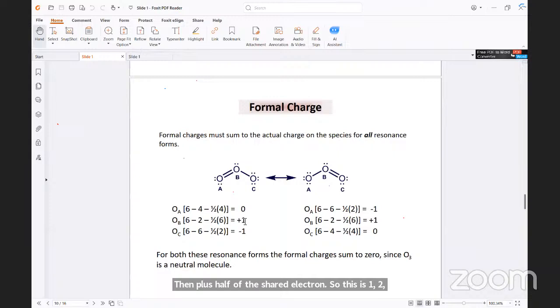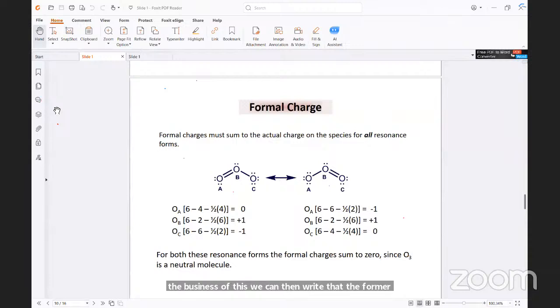Now that gives you a formal charge of plus 1. Then for C, you have 6 minus the unshared electrons, 1, 2, 3, 4, 5, 6. So 6 minus half of the shared electrons. The shared electrons are 2, so you have 2. So you have 6 minus 1. So that's minus 1.